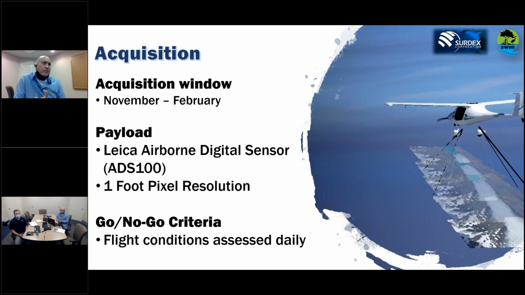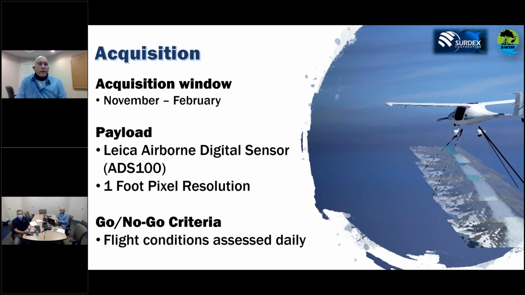It's perhaps from an ecological perspective not the optimal time, but it is the best time to fly because of the clarity of the atmosphere and the weather conditions, which I'll talk about in a minute. The aircraft is loaded with a Leica airborne digital sensor. We use an ADS-100 on the 2020 maps. Technology is always improving, the quality of the imagery is always improving, and the imagery that we collected in 2020 had a 1-foot pixel resolution, so you can get pretty close and see some pretty minute detail.